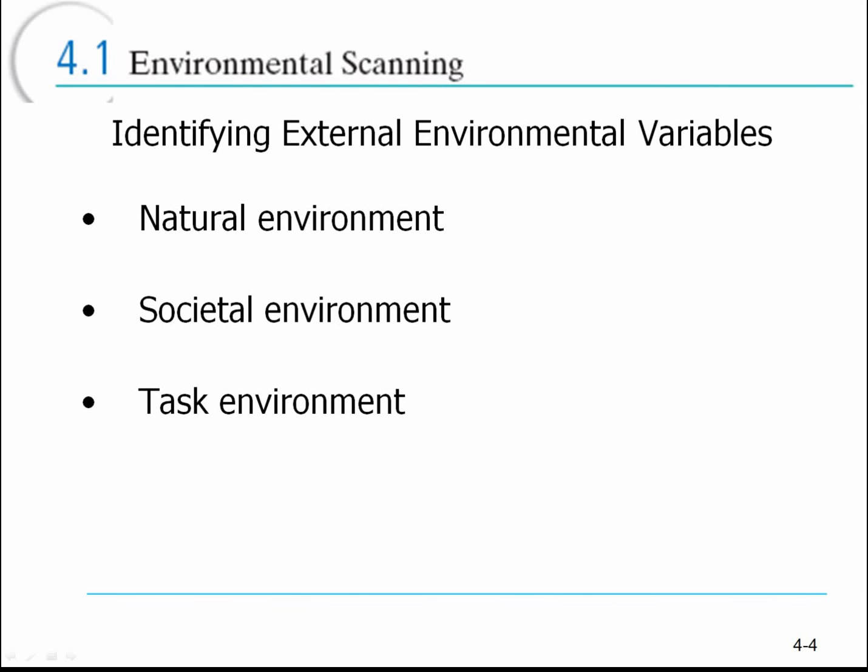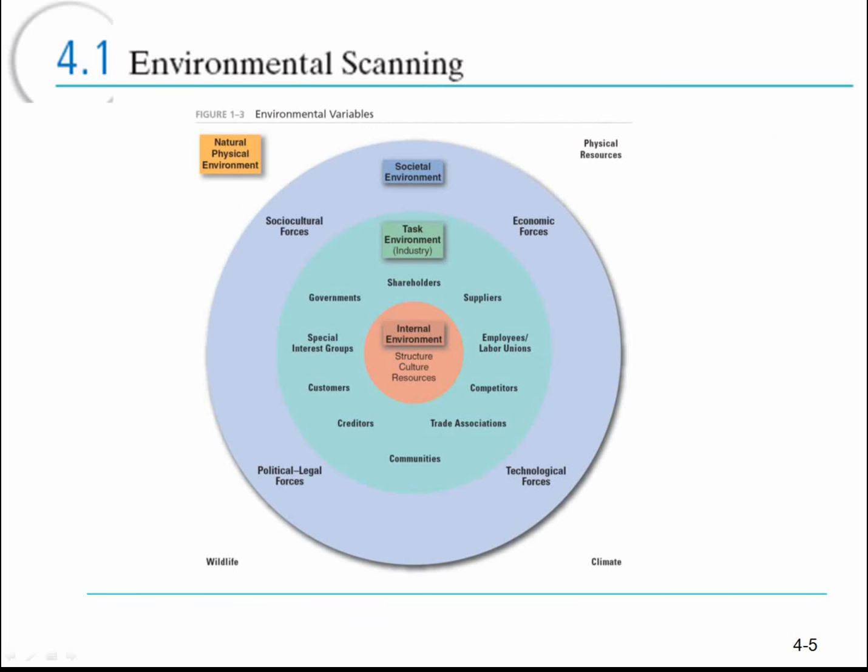Now, when we talk about the external environment, we're talking about the natural environment, societal environment, and task environment. These three things should sound somewhat familiar to you because we did cover them earlier in chapter 1. The natural environment refers to large, whole-scale activities that are outside the organization that you have very little, actually no control over at all.